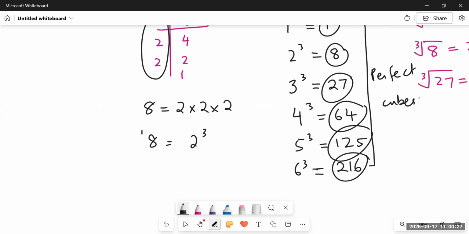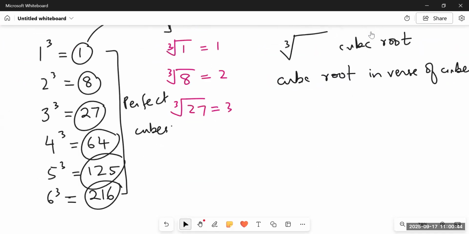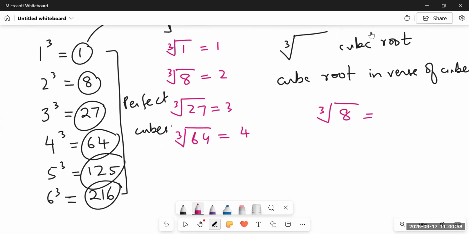When I take the cube root on both sides, what will happen? The cube root will cancel the cube and I'm left with 2. So this is how we find the cube root of a perfect cube. Cube root of 8 would be 2. Cube root of 27 would be 3. Cube root of 64 would be 4. How is it so? Because the cube root of 8 is equal to the cube root of 2 cubed. Cancelling the cube root with the cube, we are left with 2, right?